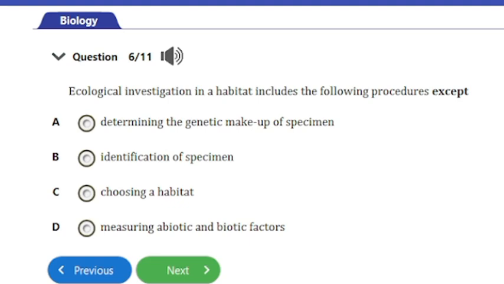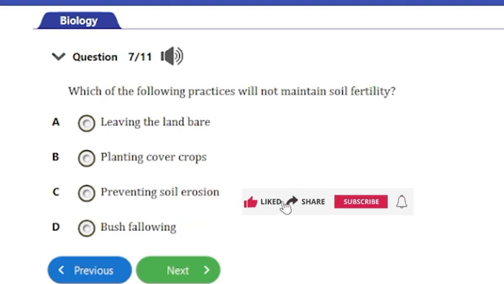Actually, the ecological investigation in a habitat does not include determination of the genetic makeup of the specimen. So that's the answer to this question. Let's consider the next question, guys. Question number 7. It says, which of the following practices will not maintain soil fertility?